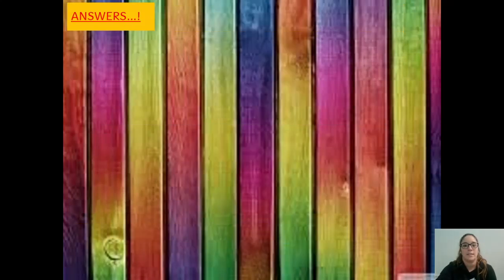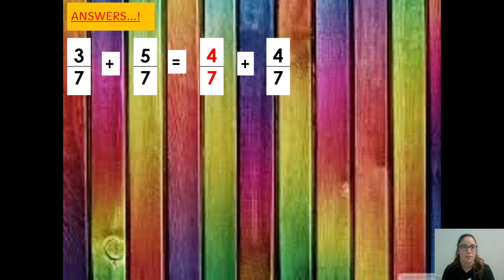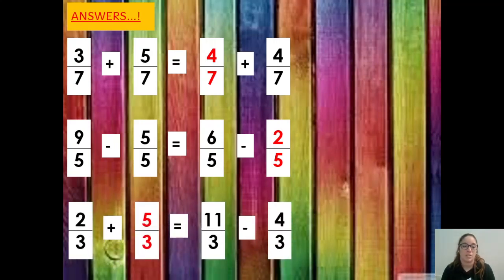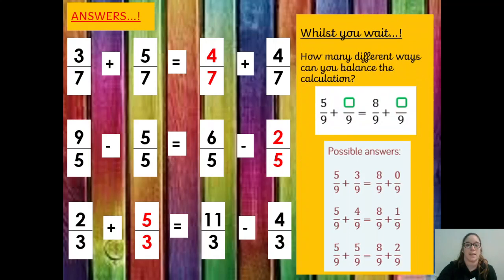So the answers for your independent practice. 3/7 plus 5/7 equals 4/7 plus 4/7. 9/5 take away 5/5 equals 6/5 take away 2/5. And 2/3 plus 5/3 equals 11/3 take away 4/3. And if you were waiting and you answered these ones, how many different ways can you balance the calculation? There's lots of different possible answers that I have displayed for you.